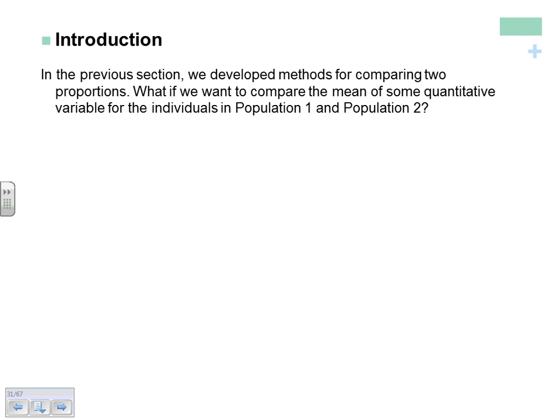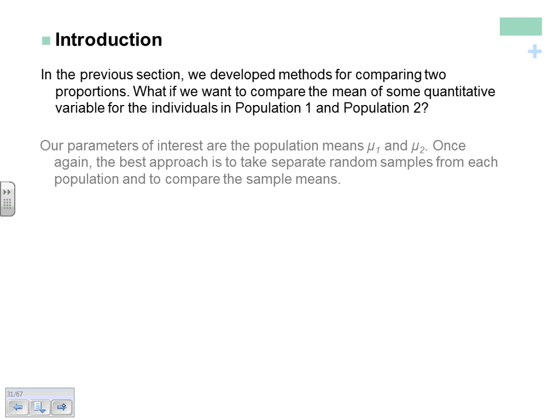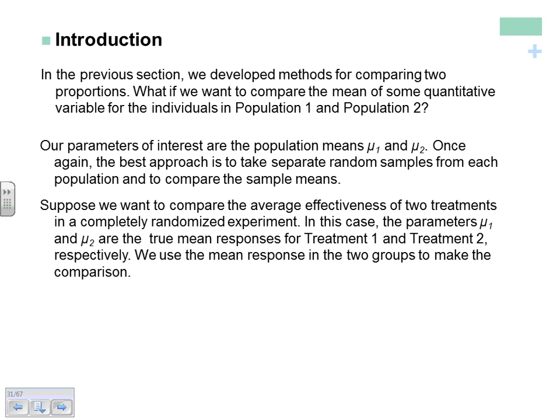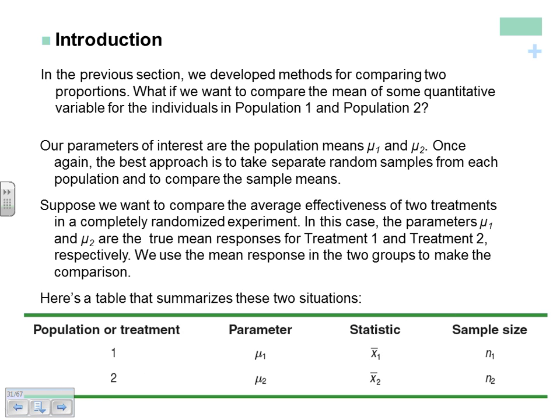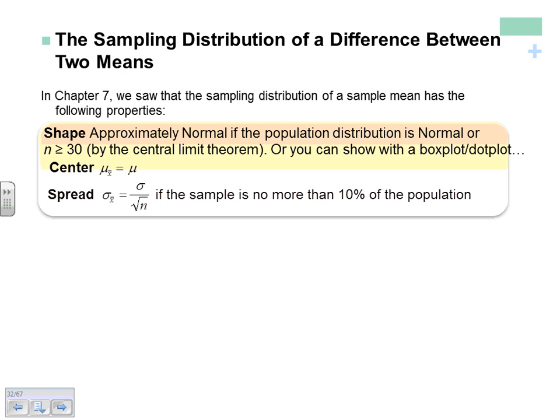In the previous section, we developed methods for comparing two proportions. Now we're going to do two means. So now our parameters of interest would be mu sub 1 and mu sub 2. This is just like before, with all the things that you could get going on.